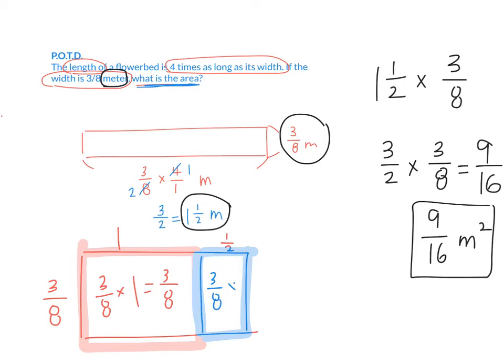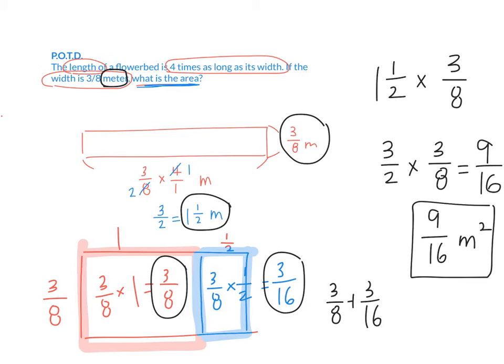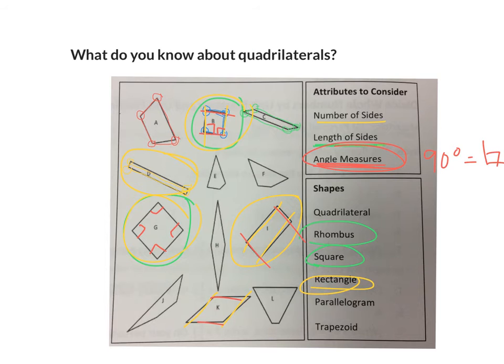So how do I find the area of that entire thing? 3/8 times 1/2. What's 3 times 1? 3. What's 8 times 2? 16. Okay, so then to find the total area of the whole thing, I have to add 3/8 plus 3/16. But I need common denominators, right? What would my common denominator be? 16. Okay, 3/8 is the same as how many 16ths? 6/16. If I have 6 16ths and I add 3 more 16ths, how many do I get? 9/16. Do you see how I got the same answer? Now I'm confident.